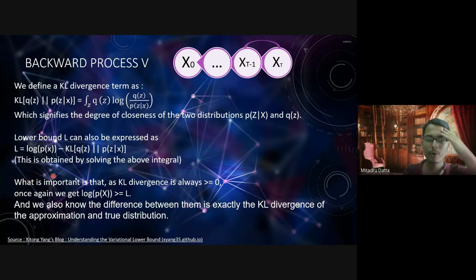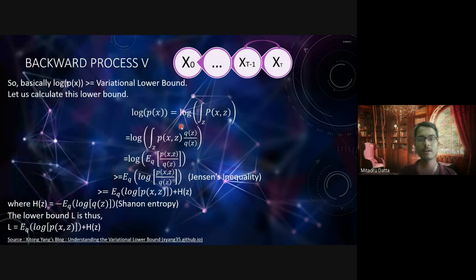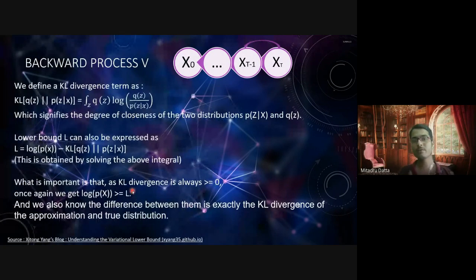What is important is that this KL divergence term is always greater than or equal to 0. Once again, we get log of p(x) greater than or equal to L. So we get the same equation. In fact, we get another piece of information: the difference between them is exactly the KL divergence term, the approximation of the true distribution. So the KL divergence term basically gives us an approximation of the two distributions.